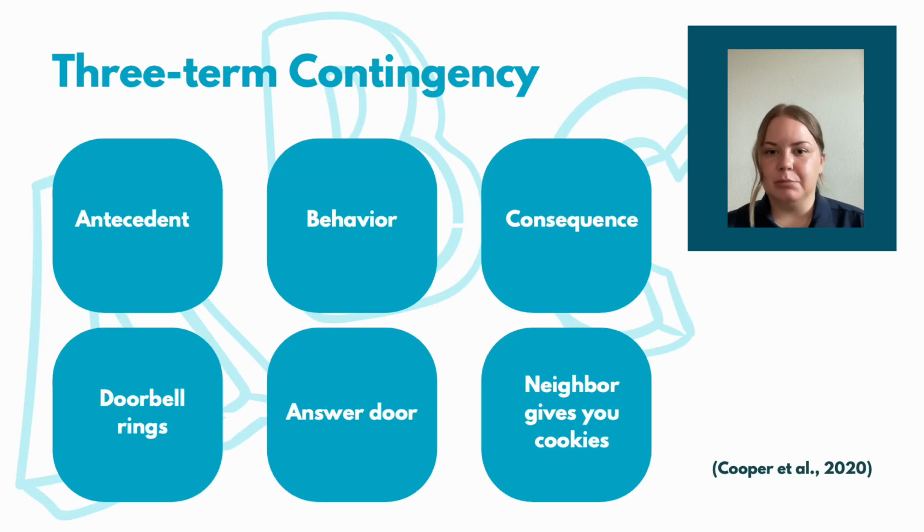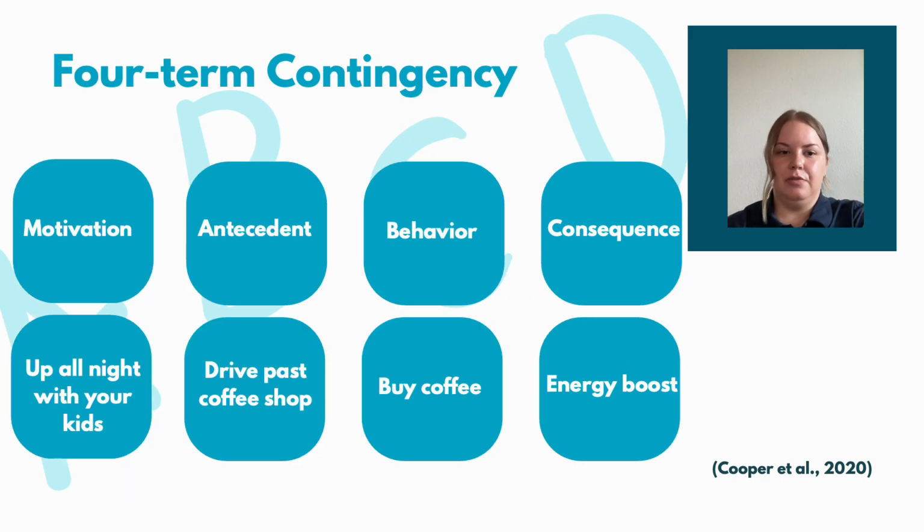So we've talked about our 3-term contingency. We've got our antecedent, stimulus change, behavior, and then a consequence, which is a stimulus change. For example, our antecedent could be the doorbell rings, the behavior, we answer the door, consequence, neighbor gives us cookies. Now that we've talked about motivation, we're going to add that into our 4-term contingency. So now we have motivation, antecedent, behavior, consequence.